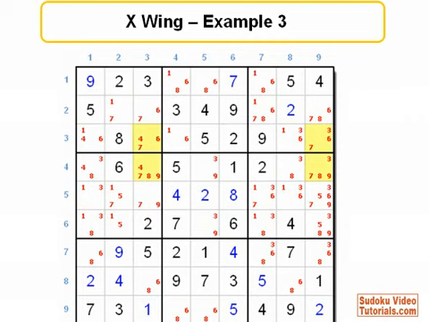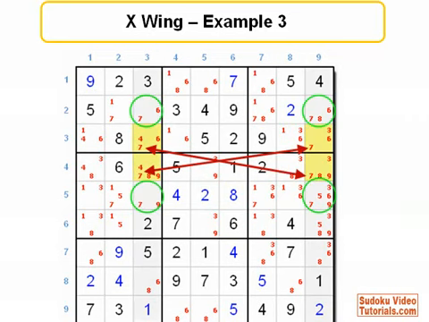Now how about this last formation? Well, this time we do have an X-Wing. And it's an X-Wing because we have a 7 in all the highlighted cells which form a rectangle. But this time we don't have any of the 7s in rows 3 and 4 outside the highlighted cells. So this is a true X-Wing.